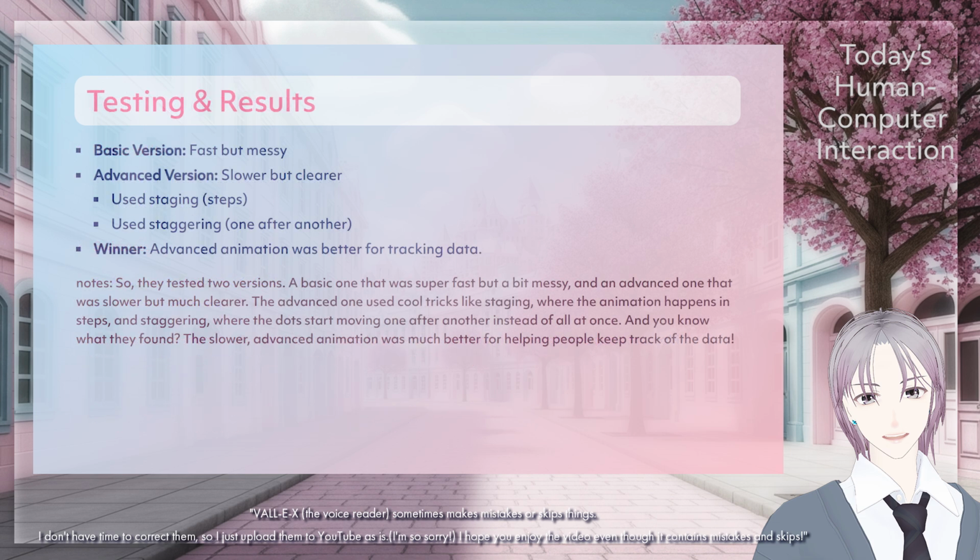So they tested two versions. A basic one that was super fast but a bit messy, and an advanced one that was slower but much clearer. The advanced one used cool tricks like staging, where the animation happens in steps, and staggering, where the dots start moving one after another instead of all at once. Do you know what they found? The slow advanced animation was much better for helping people keep track of the data.